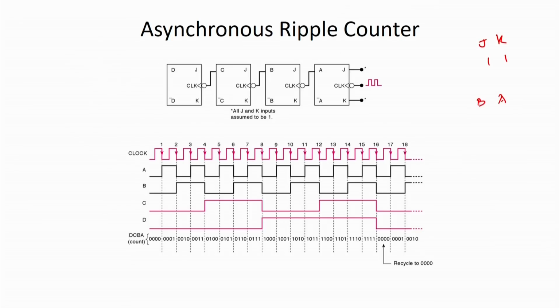Now, what will happen? Say A, B, C, D. Initially, say we are resetting it, so all are 0. Now, when this clock arrives, the input is going to get changed over here depending on this particular behavior. So, as soon as this clock arrives, A is going to toggle, so it will become 1. Since this remains 0, all the others will remain 0. So, this is the behavior.